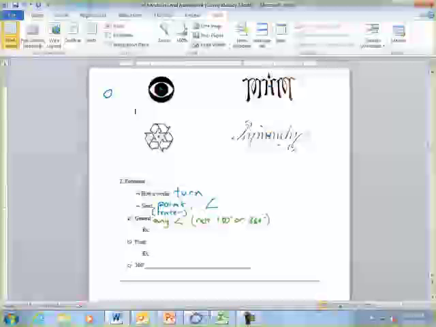So in those 4 pictures, which one or ones of them could I turn and have it land right where it was, matching exactly the original, but not by 180 or 360? The recycle symbol. How many degrees would I turn the recycle symbol to have it line up back where it is?